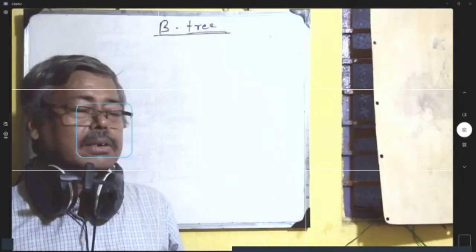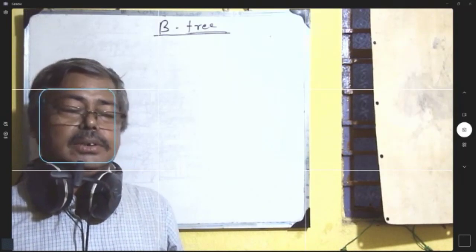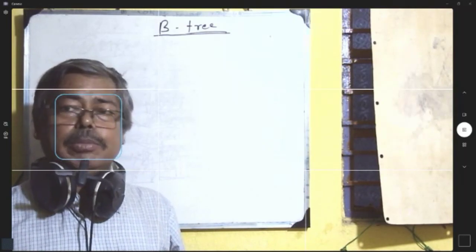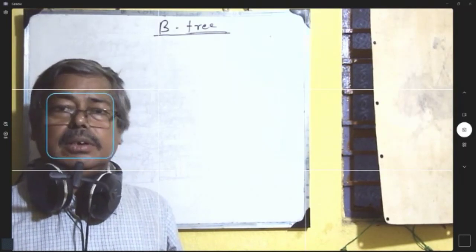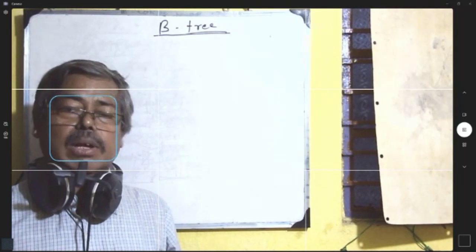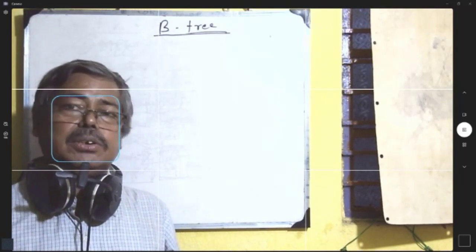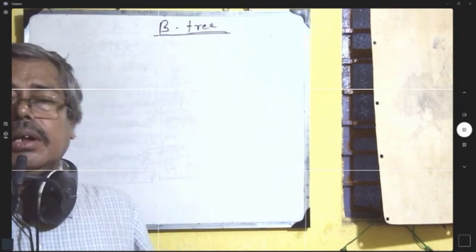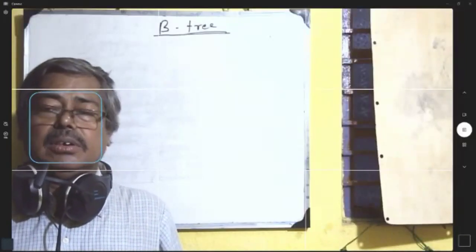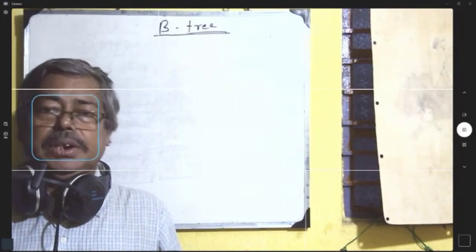On my YouTube channel, the topic is B tree: what is a B tree and insertion in a B tree? A B tree is a balanced tree, a multi-way balanced tree. It is balanced on the ground of height, meaning every leaf node has the same height. Height is a function of time complexity. If time complexity is required to be reduced, then height should be reduced.